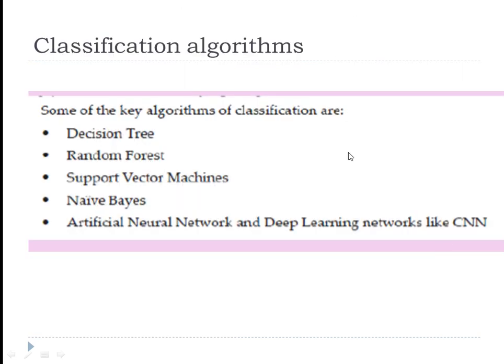Now there are different types of classification algorithms. Each one of these we will be seeing in the next modules. Just to name some of them, you have decision tree, random forest, support vector machines, which have been very commonly used for many years and are still very good. Naive Bayes, and finally we'll also be discussing in detail artificial neural networks and deep learning methods like convolutional neural networks. We'll be seeing all of this in the future sessions.